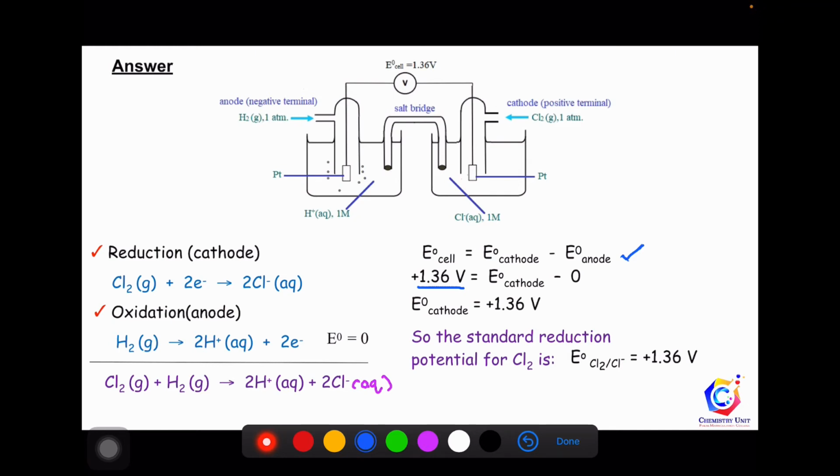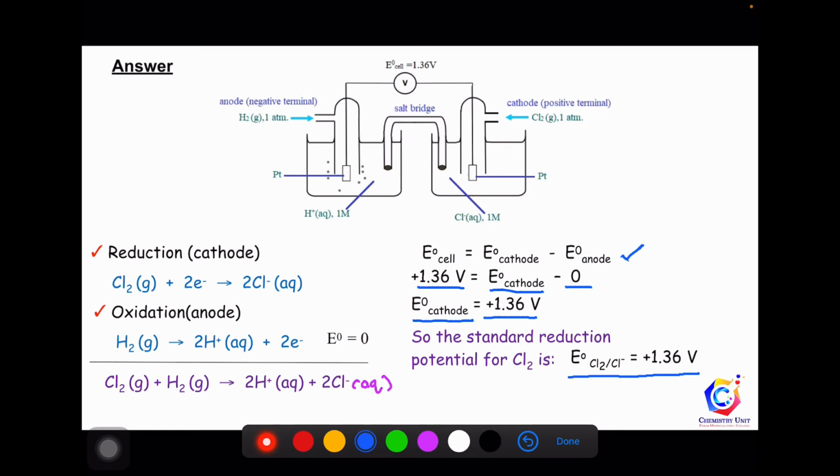Chlorine is our cathode and the anode was our standard hydrogen electrode. Therefore, it has a value of 0. E naught cathode would be positive 1.36 volts. Make sure to include the positive sign. Conclude your answer by writing the standard reduction potential for chlorine gas to chloride ion would be positive 1.36 volts.